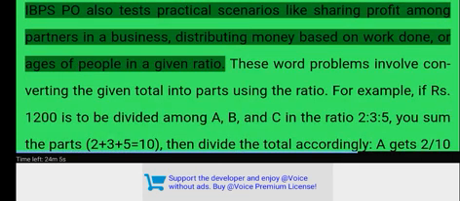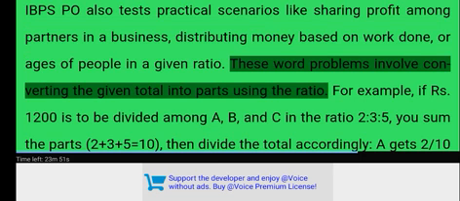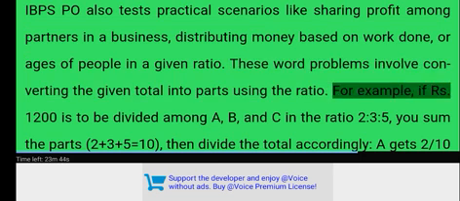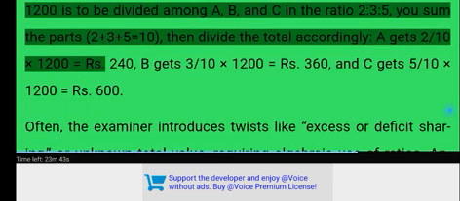IBPS PO also tests practical scenarios like sharing profit among partners in a business, distributing money based on work done, or ages of people in a given ratio. These word problems involve converting the given total into parts using the ratio. For example, if Rs. 1200 is to be divided among A, B, and C in the ratio 2:3:5, you sum the parts, 2 plus 3 plus 5 equals 10, then divide the total accordingly.